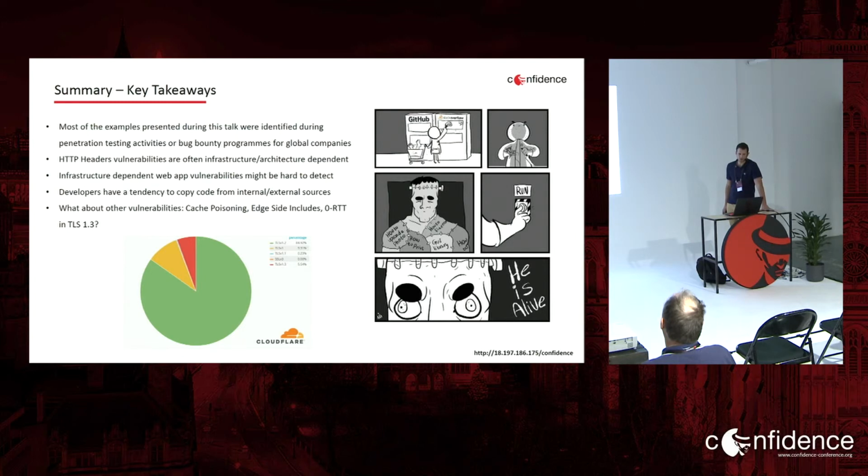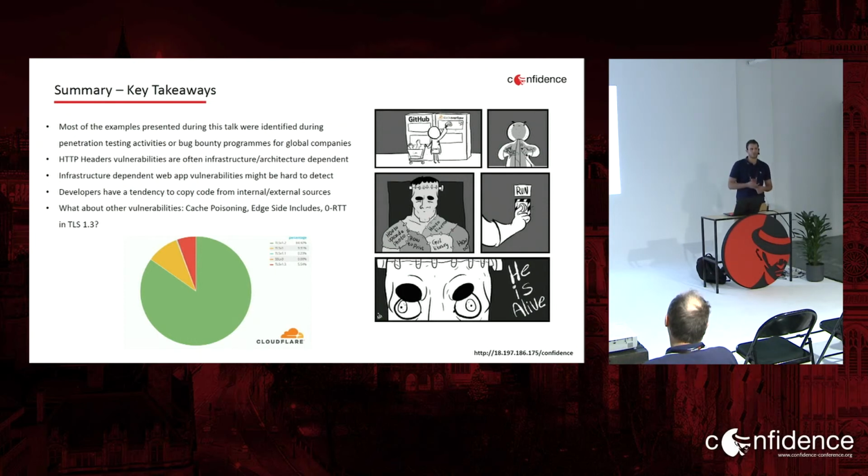Okay, so summary and key takeaways from the presentation. As I already mentioned, most of these examples were identified in live systems which were exposed to the internet. So basically, you could easily exploit these vulnerabilities to get control over some server. You could exploit that to spoof some emails. You could exploit that to modify the results of some online voting, right?